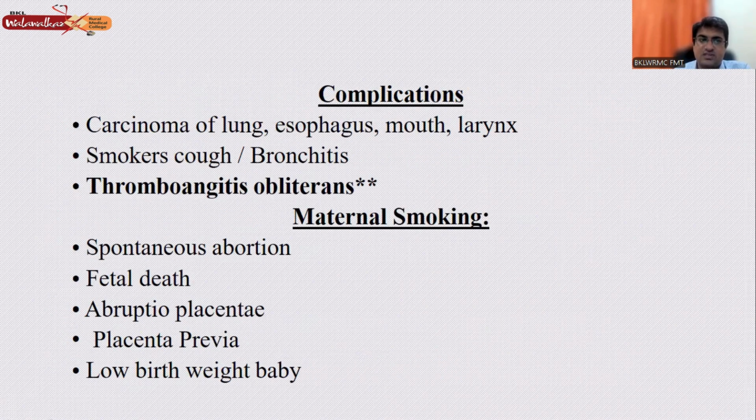Then what are the complications? The main complications include carcinoma of the lungs, esophagus, mouth, and larynx. Smoker's cough and bronchitis are also observed. Then thromboangiitis obliterans, you have to remember this point, may be caused by tobacco consumption. One of the most important complications is due to maternal smoking. In mothers, it may cause spontaneous abortion, fetal death, abruptio placentae, placenta previa, and low birth weight babies.